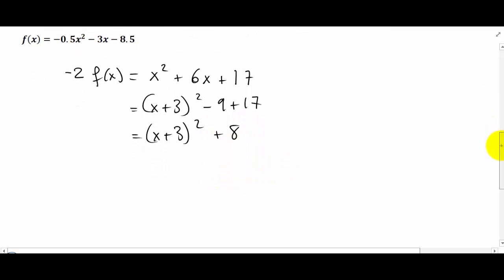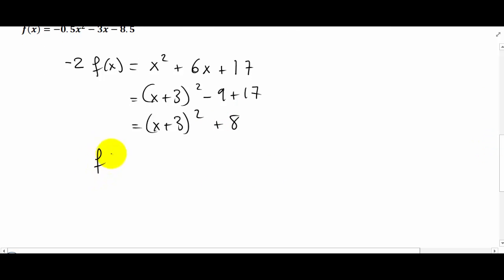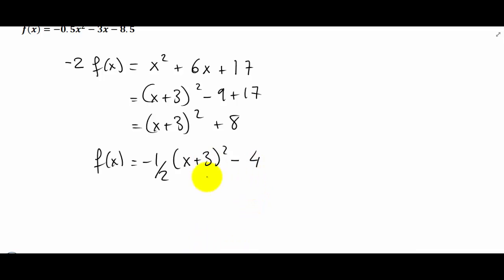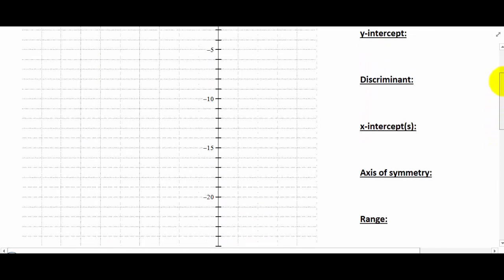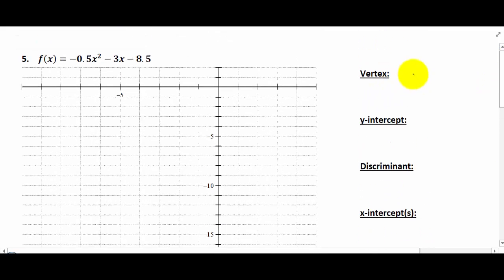Okay, so now let's go back to f of x. F of x equals negative 1/2 times x plus 3 squared minus 4. Here we go. So now I should be able to graph this parabola. So my vertex is negative 3, negative 4. So let me write it. The vertex is negative 3, negative 4, right there. I'll plot it right now. Negative 3, negative 4 right here. And the parabola is concave down, right?